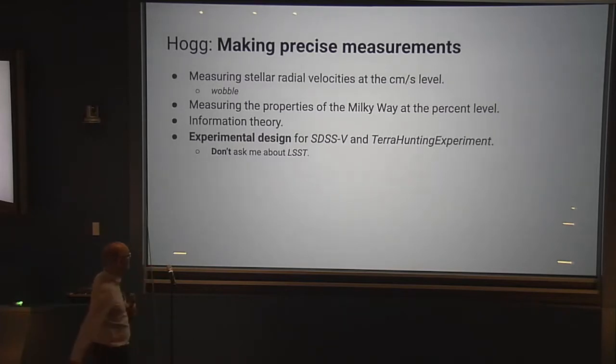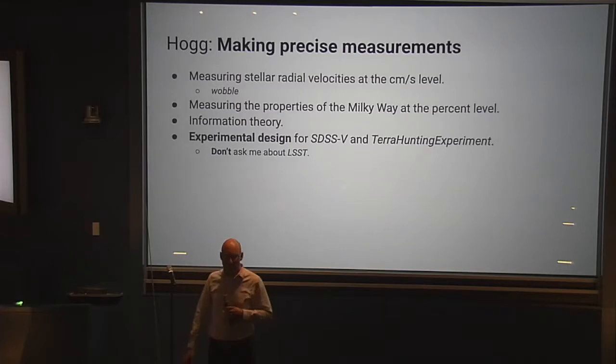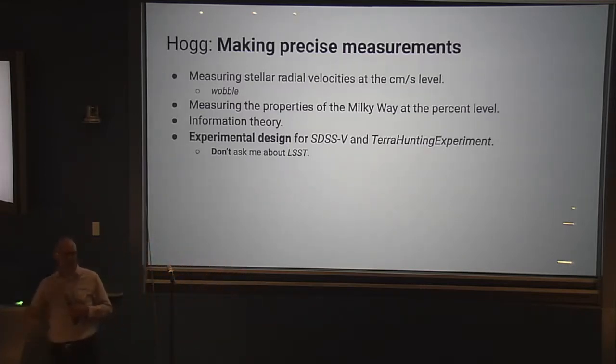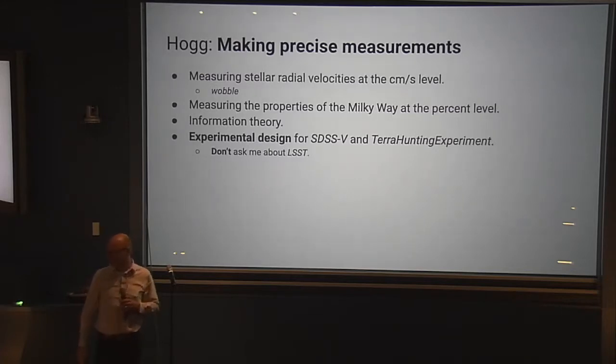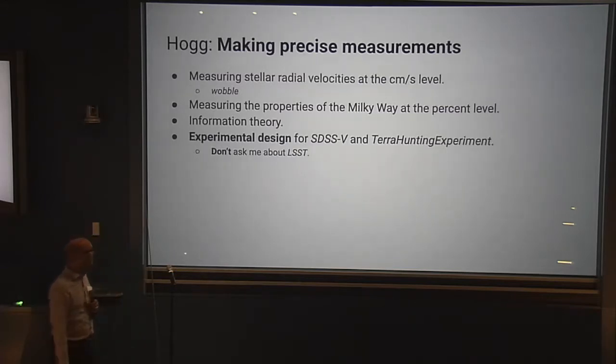Right now, the precision things we're working on most hard, one is stellar radial velocities, which Megan just mentioned, and the code Wobble is the first step of a set of projects that would do extremely precise measurements. I'm also interested in measuring the properties of the Milky Way at the percent level. That's now possible. We now have enormous samples of stars, and so we can potentially find the dark matter and the dynamics and the origin of the Milky Way in various ways.